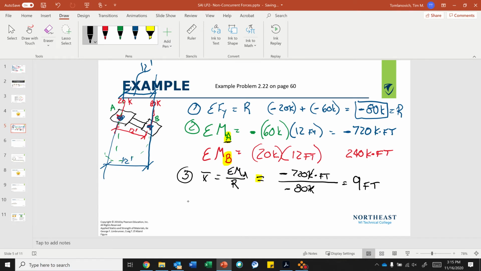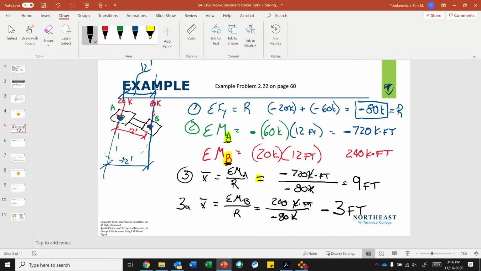So let's do that for point B. X bar equals the sum of the moments about point B divided by R, which equals 240 kip feet divided by negative 80 kips. The kips cancel out. 240 divided by 80 leaves me with 3 feet, a negative 3 feet. So that means I am going 3 feet to the left of B.